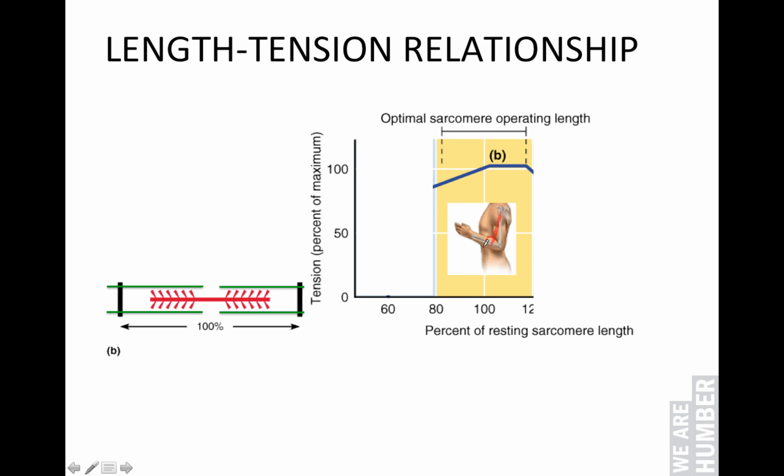When the sarcomere is at its optimal operating length of 100%, there's lots and lots of room for the actin and myosin to cross-bridge, and for the cross-bridging effect to happen without anything getting in the way.